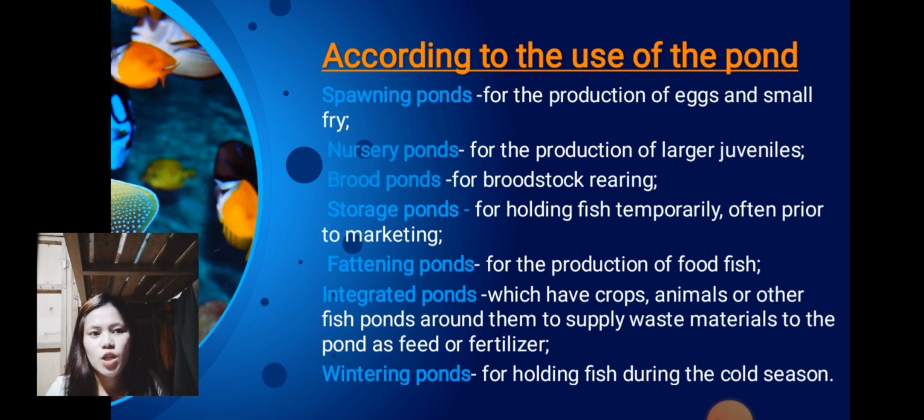So, integrated ponds which have crops, animals, or other fish ponds around them to supply waste materials to the ponds as feed or fertilizer. So, integrated ponds, diri na siya nagsagol-sagol ang mga klase-klaseng animals or fish like diri ang tilapia, karpa, or mga etc. pa nga mga isda nga pwede makuan sa fish pond. So wintering ponds for holding fish during the cold season. Para sa cold season mao ni siya ang gamiton nga fish pond.